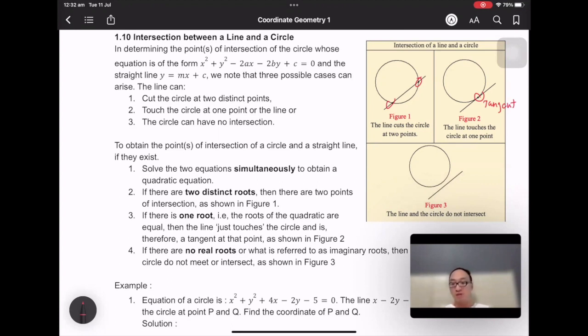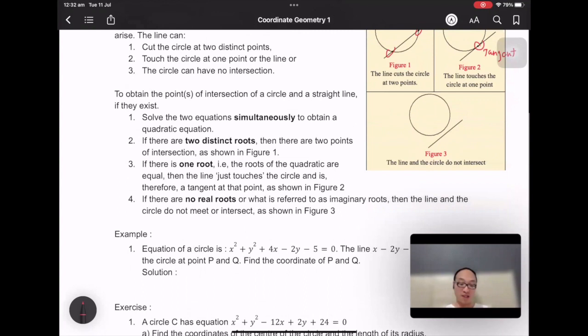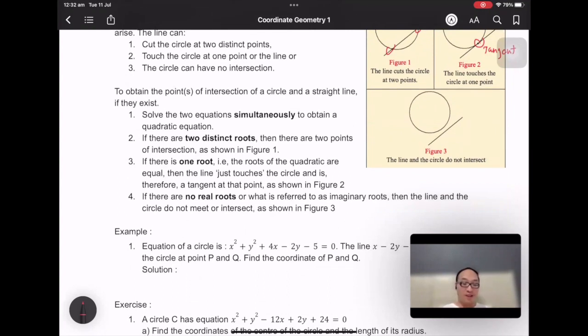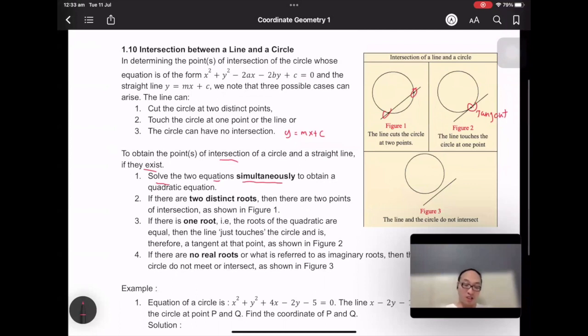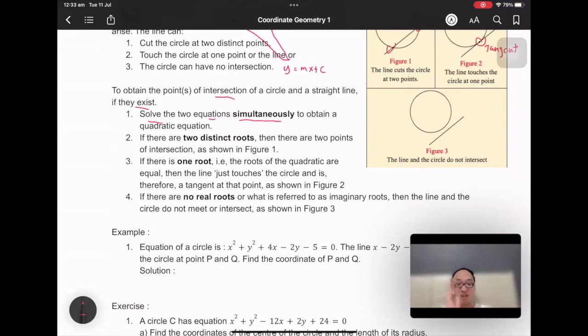Now, to know these conditions, we can use the help of the discriminant. Remember the discriminant in the quadratic equations topic. So to obtain the points of intersection, if they exist, first we have to solve the two equations simultaneously. So we replace the y of the equation of the straight line into the y of the equation of the circle, and then we can simplify the expressions.